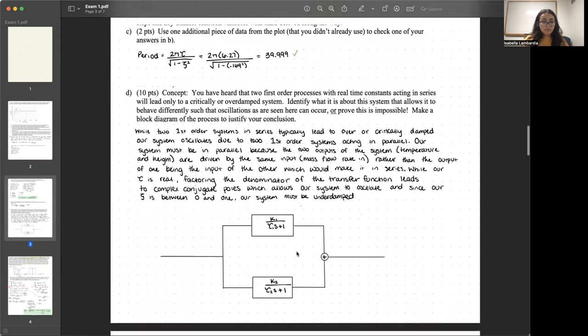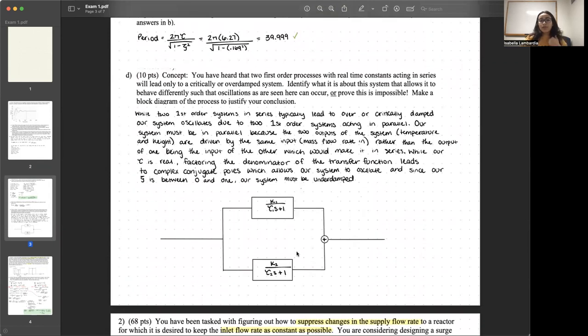So for part D, I first want to point out that we know our system is two first order processes because it's given that it's a continuously stirred tank reactor. Typically two first orders in series does give overdamped systems, but our system differs in the fact that our transfer functions are not in series, but in parallel.